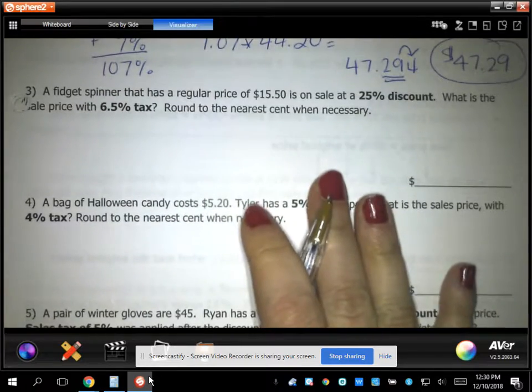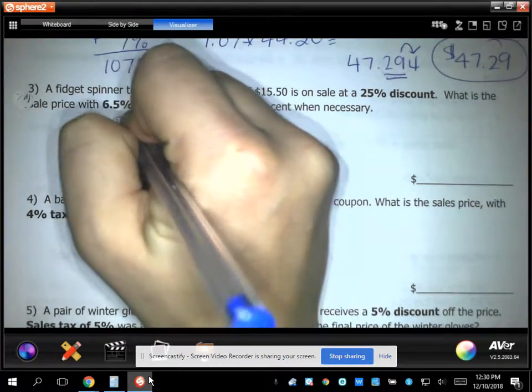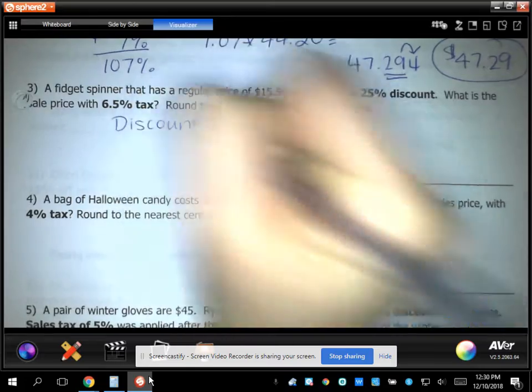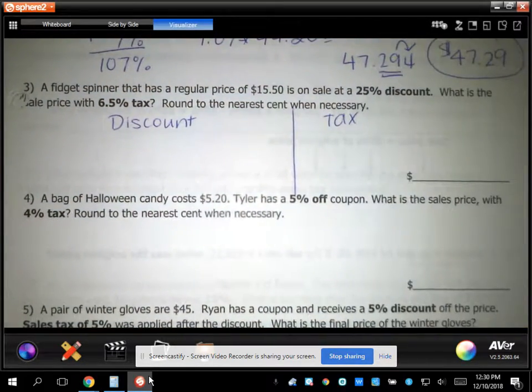All right, next one. A fidget spinner has a regular price of $15.50 and it's on sale at a 25% discount. What is the sale price with a 6.5% tax? Round to the nearest cent when necessary. Okay, so I'm going to start by finding my discount. And then after I find the discounted price, I'm going to take it over here and calculate the tax. So first let's start with the discount.